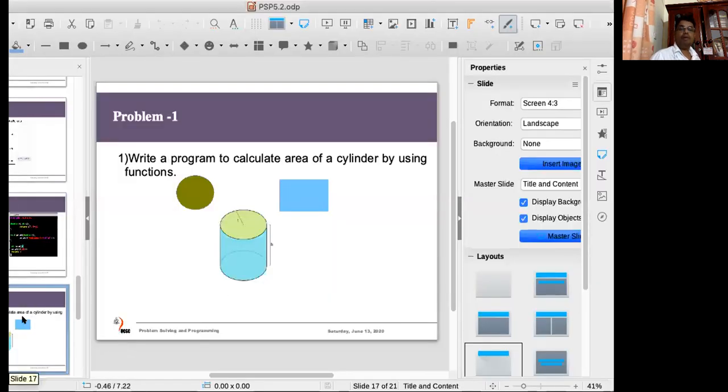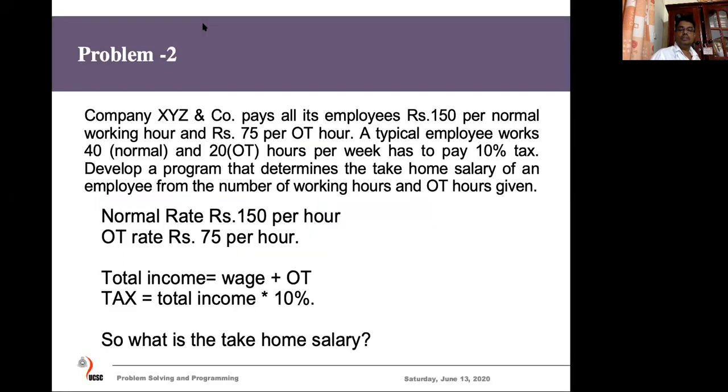In my second problem here, I'm asking you to write a program to solve this. It says there is a company called XYZ which pays 150 per normal working hour and 75 for OT hours. The employee works 40 normal hours and 20 OT hours, and we want to calculate his take-home salary. This company also takes 10% tax. So how can I write a program for that?